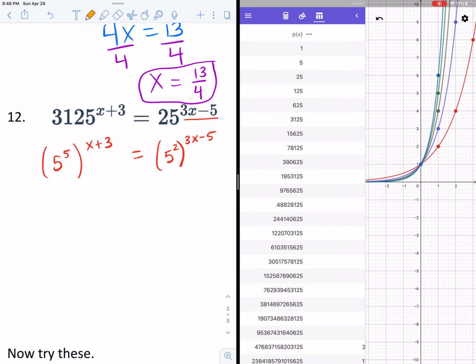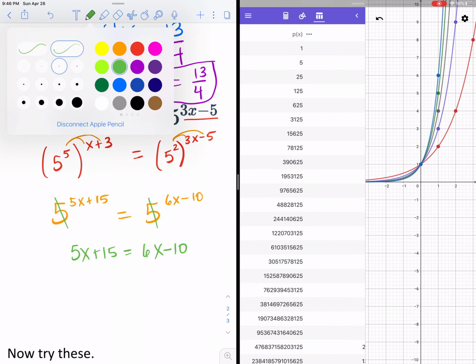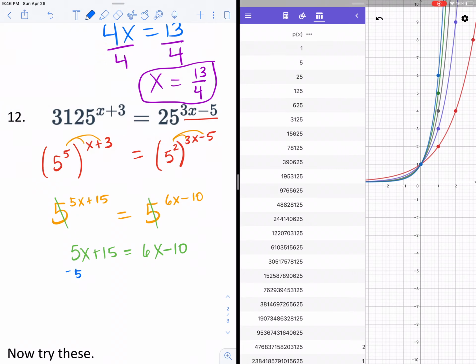Then I could multiply the inside and outside powers. 5x plus 15 on the other side. 5 multiply. I get 6x minus 10. Okay, in Algebra 2, you're going to have to be able to do this. Common bases get dropped, and now I just have to set the exponents equal to each other, and then isolate the x. So I'm going to minus the 5x on both sides.